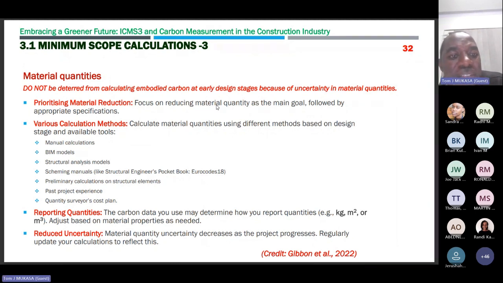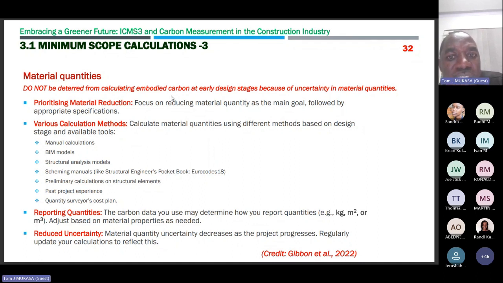So again, let's go to material quantities. The advice from Joe here is that you should not be deterred from calculating embodied carbon at an early design stage because of uncertainty in material quantities. Yes, I know we have a problem. If I talk as a quantity surveyor, we like to split hairs, and that is probably why they sometimes leave us behind at the inception of projects. We take a lot of time trying to be so accurate. But the idea here is don't overthink.